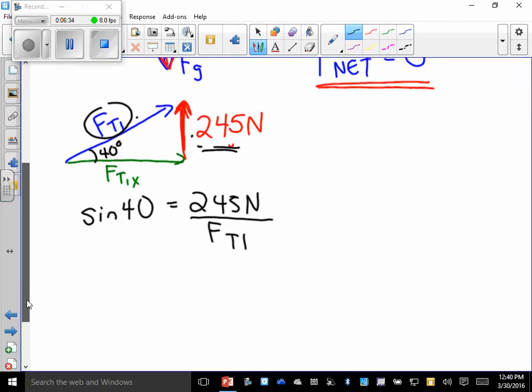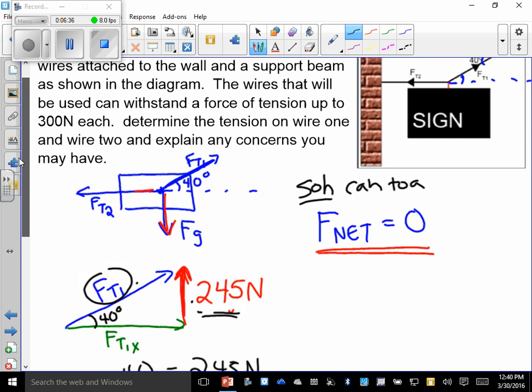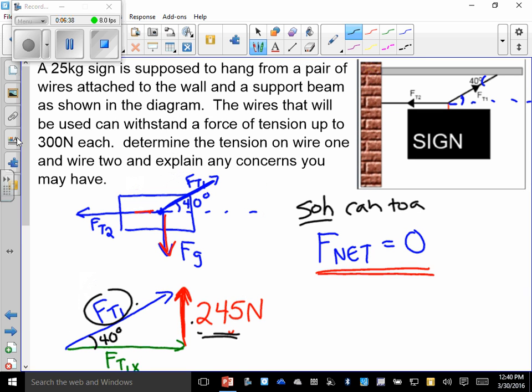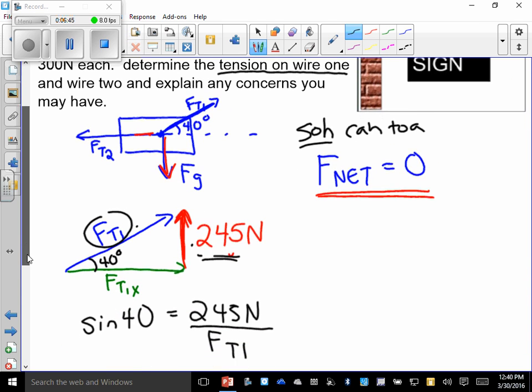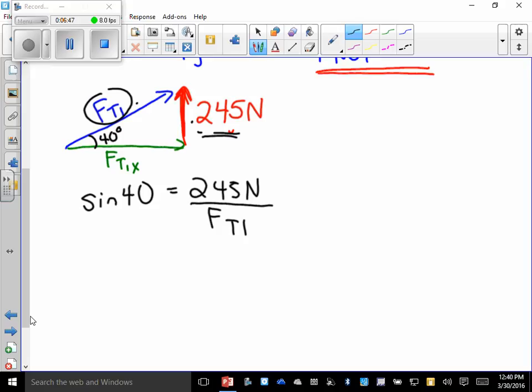Okay. Why am I finding this? Because the question said determine the tension on wire 1. So that is why I am doing this question, because I needed to know that force.